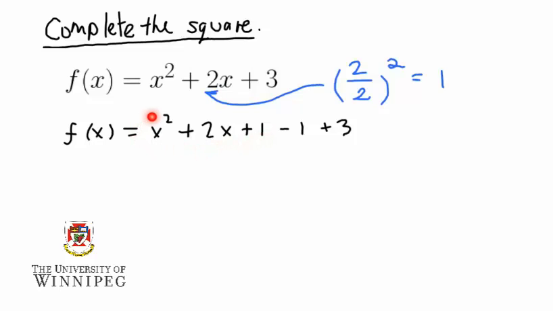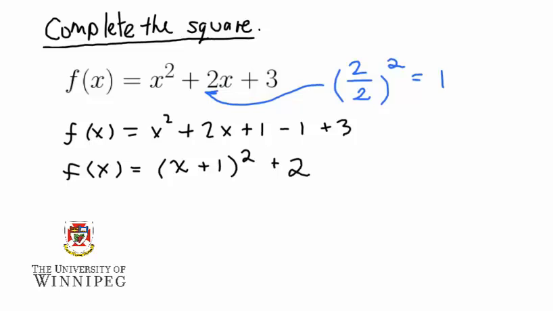Now, by adding this number 1 in, our first three terms here should become a perfect square trinomial. If we were to factor, just looking at the first three terms here, we should get x plus 1 all squared. And then all we have left to do is simplify our last two terms, our 3 and our minus 1. That's going to be plus 2.